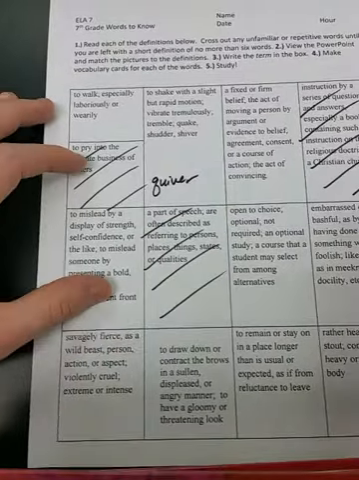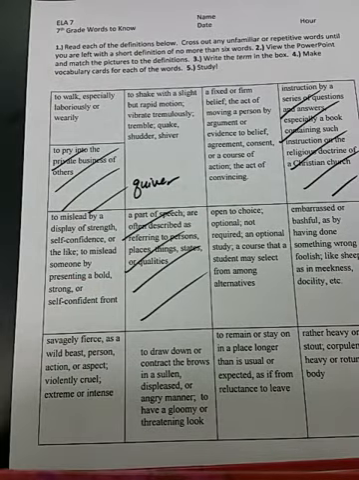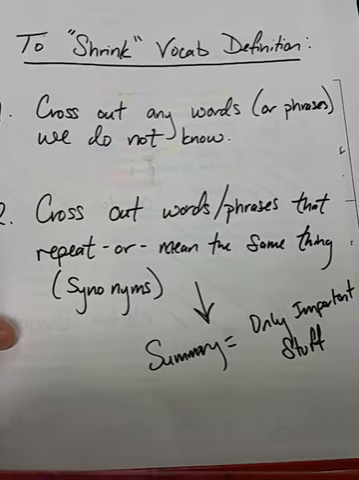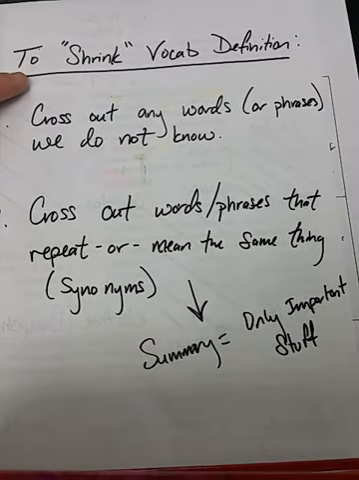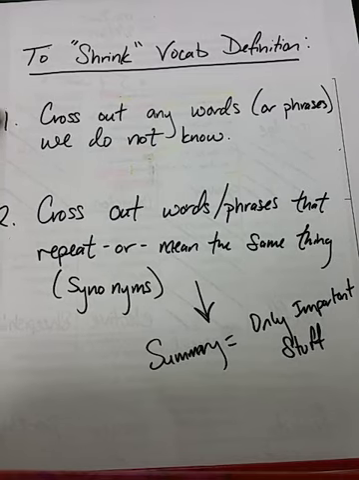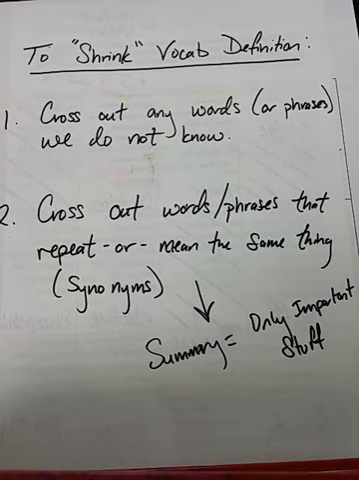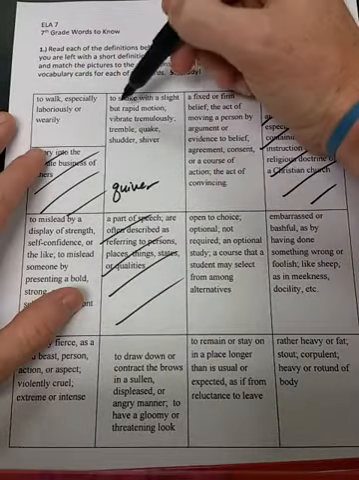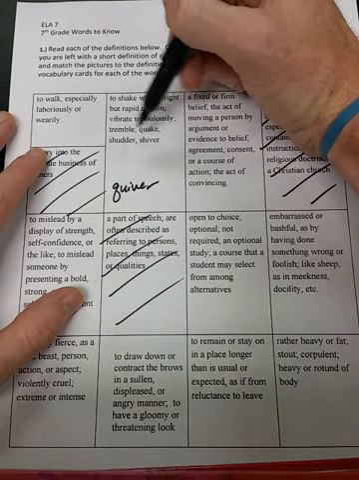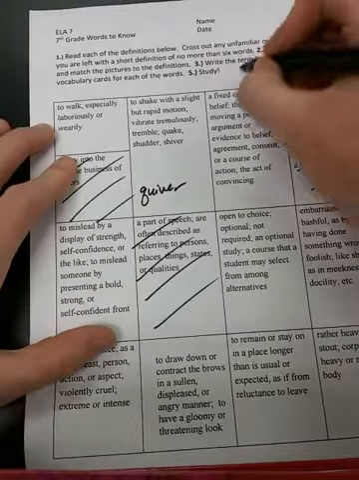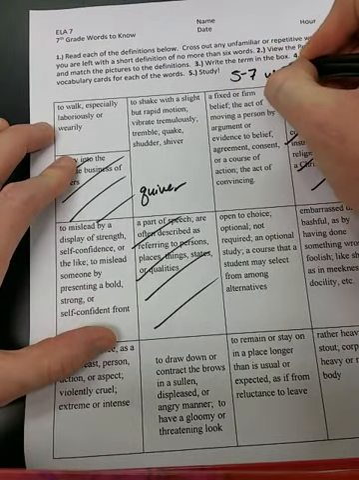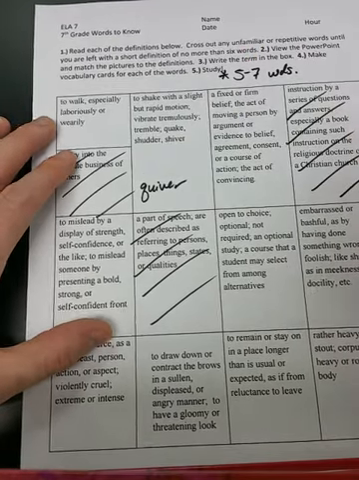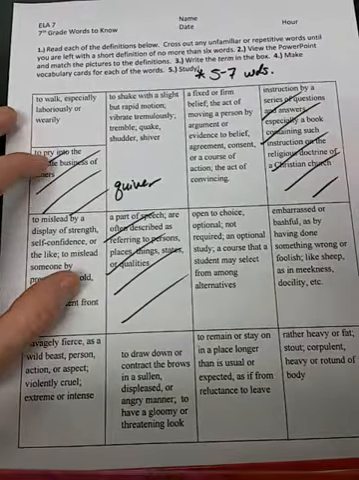Okay, so first step on shrinking vocabulary, alright, here it is. You can pause it at any time again to take notes. To shrink a vocab definition, number one, we're going to cross out any words or phrases we don't know. So we're going to come back to this worksheet here. We're going to cross out any words in this definition right here. See this long, atrocious looking definition? We want to get this down to about 5 to 7 words. Okay, that's our goal. So we want you to write that off to the side too, so you know what your target is.